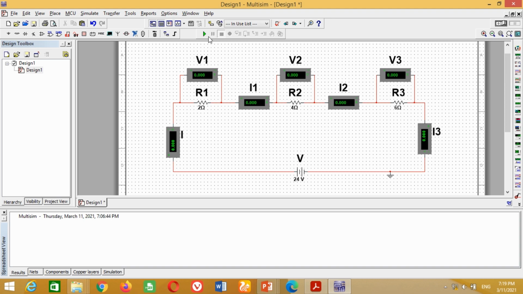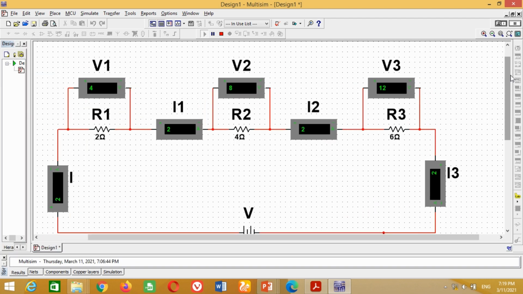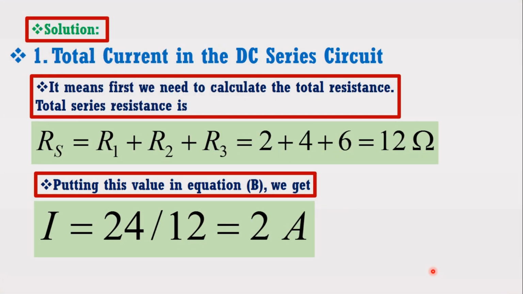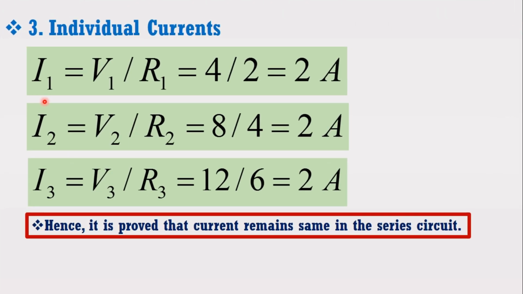Now we can run the simulation. To run the simulation, just click on this play button. You can see our model is working correctly. Now you can compare the answer with the answer obtained in the example. It can be observed that all the currents and voltage drops are correct. Furthermore, it is also proved that the current remains the same in the series circuit.